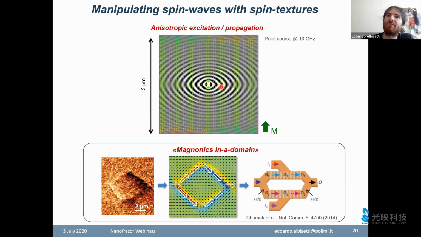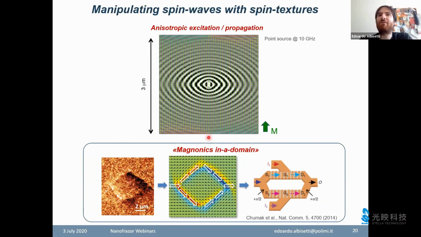And not only the properties of the spin waves that are propagating, but also the way that they are excited point by point. So by controlling the spin texture, you have a powerful and reconfigurable way to build devices that concern the generation of spin waves, the propagation of spin waves, or the modulation of the spin waves that are already propagating in the film. And so our original idea was to build what we call magnonics in a domain, to use magnetic domains and spin texture as active components in magnonic devices.